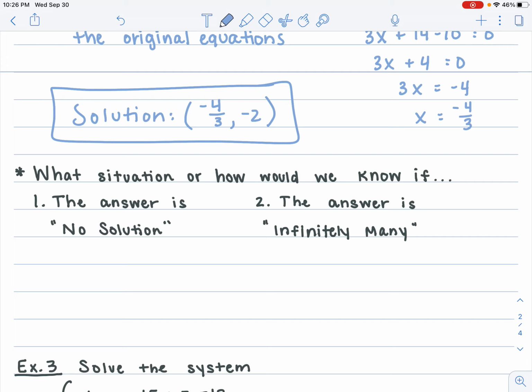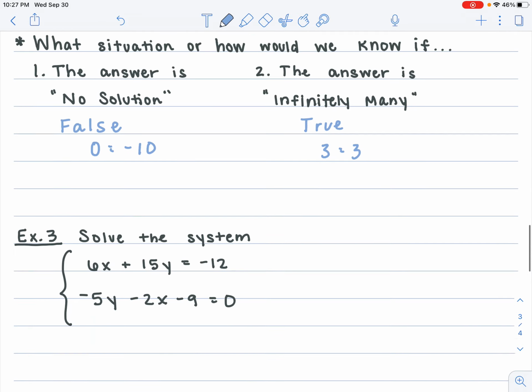How do we know when the answer is no solution and when the answer is infinitely many? I want you to go back to our last unit about solving equations. We talked about when we got to no solution. Usually that's when the x's canceled out and you were left with some type of equation. Usually that equation is going to be a false equation, something like 0 equals -10. That is not a true statement. That's a false statement, so that would result in no solution. Whereas an answer is infinitely many when you solve and you get rid of those variables, and it's a true statement, such as 3 equals 3. That would be infinitely many then.